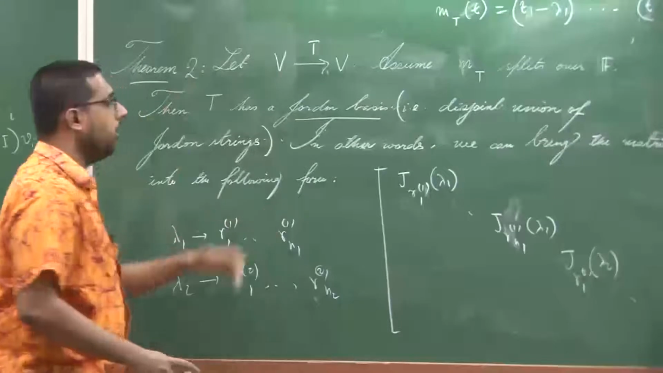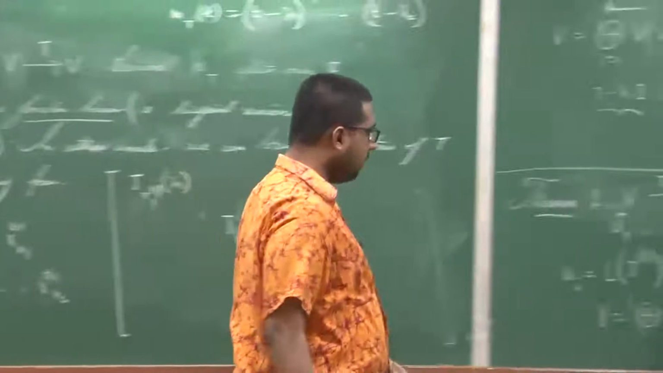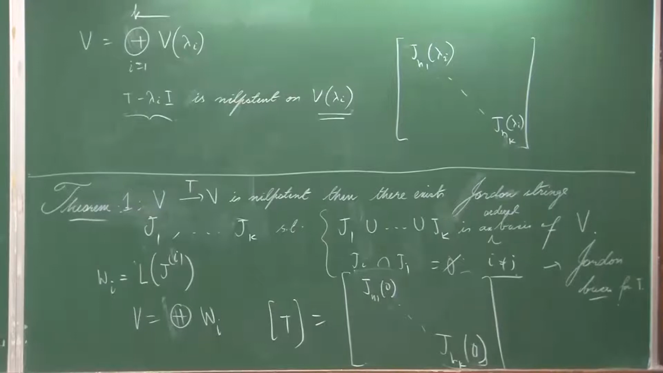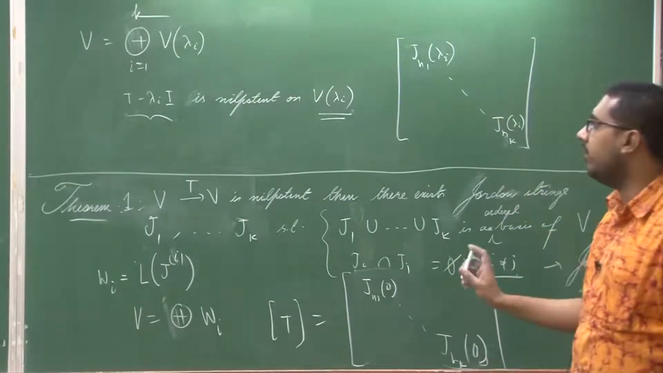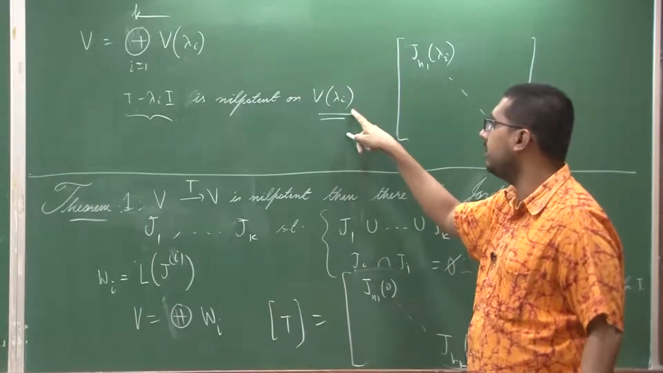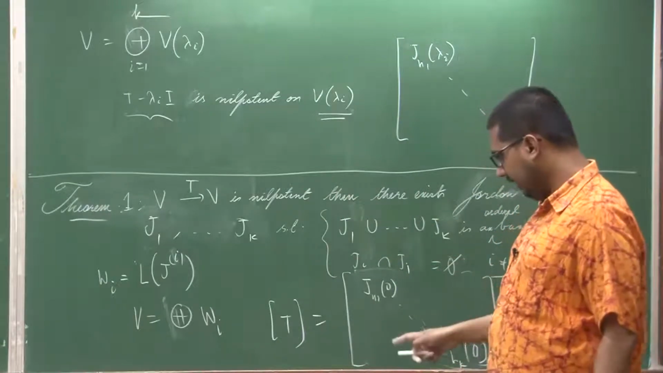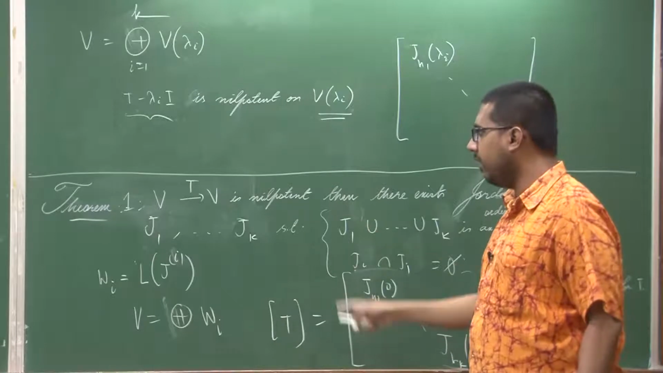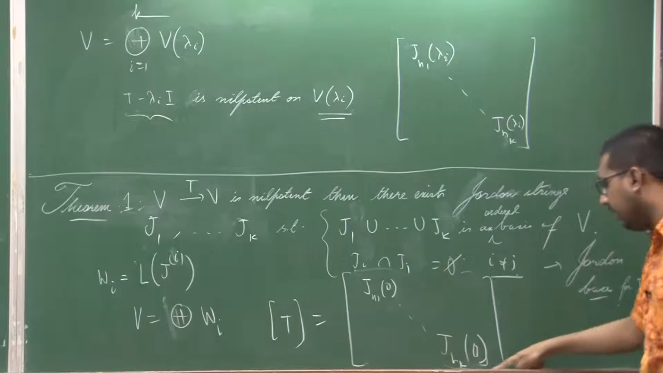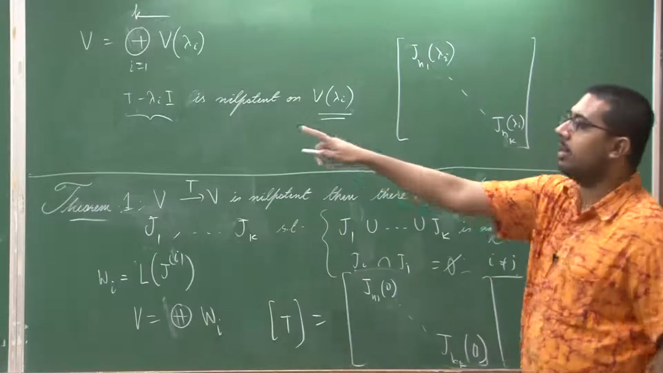That proves this theorem. I repeat, pardon me for using confusing notations in the beginning. Now, the notation is simple. We have already seen that this becomes a nilpotent on this generalized eigenspace. Then we use theorem 1, which enables us to write down the matrix of this operator like this. And once we have written the matrix like this, we know how to get the matrix.